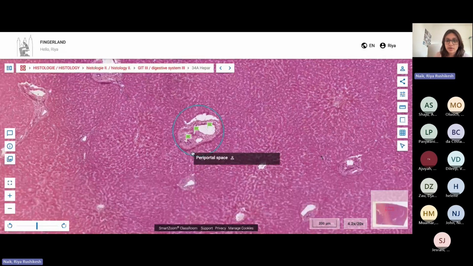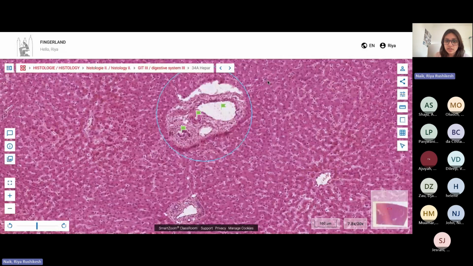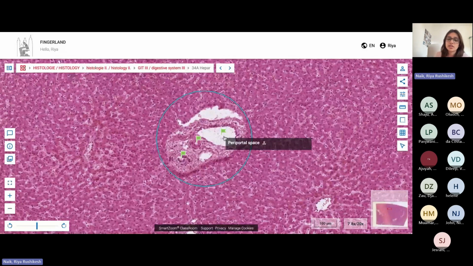This entire structure over here is a periportal space. And like I said, it has three things, right? It has the interlobular vein, artery, and the bile canaliculus. So this is the interlobular vein. Usually in most of these periportal spaces, the interlobular vein is going to be your largest structure. You can clearly tell that this is a vein because its lumen is really big and wide, but the wall is really thin. But over here, you can see that this is an artery because you can clearly see the tunica media is really, really thick.